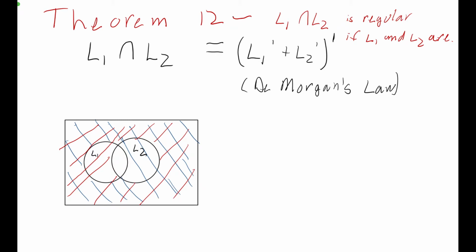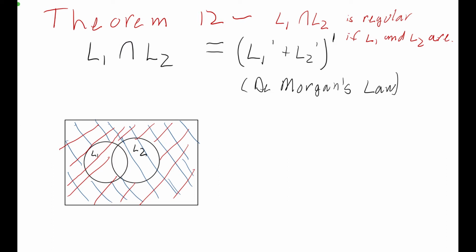So all the words in L1 complement and L2 complement are everything except this intersection between the two of them. So that's this part right here. We complemented both languages, combined them together, and we get everything except that intersection. Well, one more complement, and now we're left with the intersection, which is this symbol right here. So that's one proof of Theorem 12.